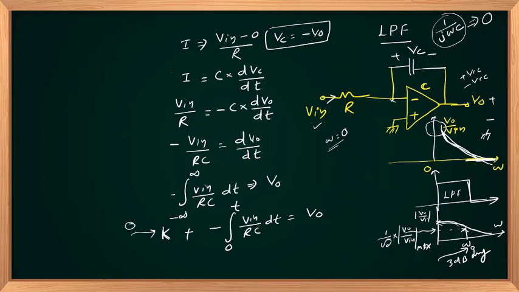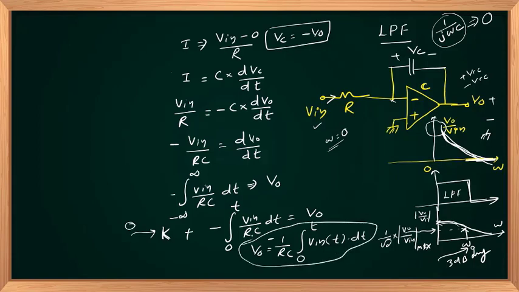So anyway, V out is equal to 1 by RC with a negative sign, integral of V in of t dt. V in of t means V in depends on time t, and the limit is from 0 to t. So that is why the circuit is also called an integrator.